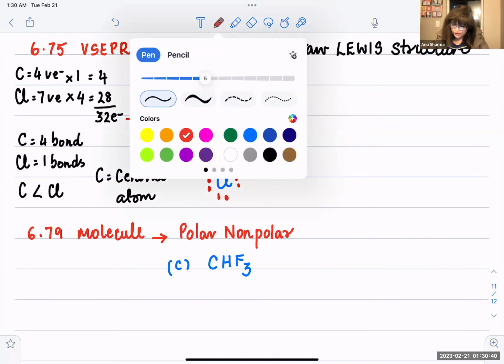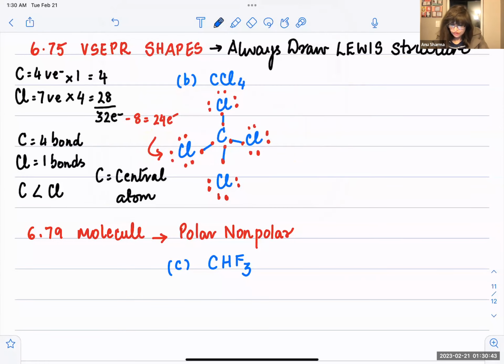Okay, so always draw the Lewis structures. Now, count the valence electrons in total, and then see if the octets are met. So look at this chlorine: 1, 2, 3, 4, 5, 6, 7, 8. The chlorine's octet is met. This chlorine also, 1 through 8, octet met. This one also, octet met. And this one, octet met. Octet is met for each one. Carbon also, the octet is met. So this is a valid structure, and if you count the electrons, they all come out to be 32.